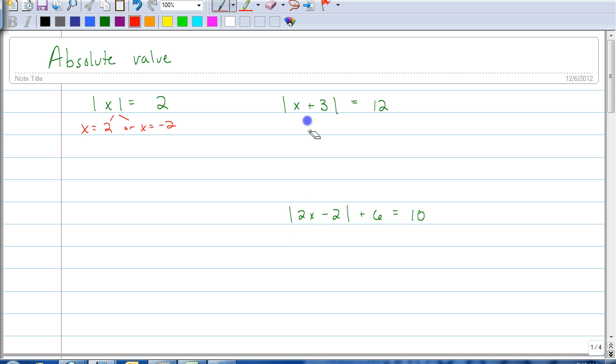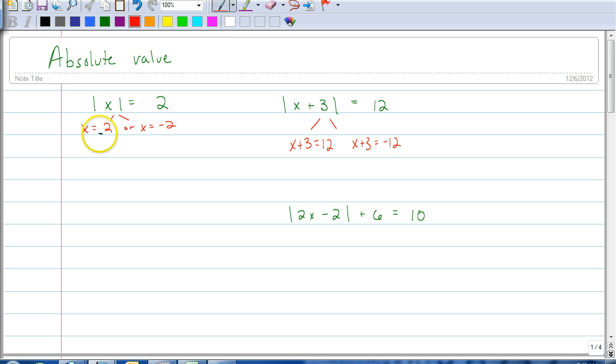Well, we know that it's not just x that's inside of here, it's x plus 3. So that value, x plus 3, could equal 12, or x plus 3 could equal -12. And again, the reason we're getting that is because we're looking at what numbers we can put in here that would give me 12 as my answer. I could put 12 or -12. So that means x plus 3 could equal 12, or x plus 3 could equal -12. So we're always going to end up with 2 equations that we need to solve.